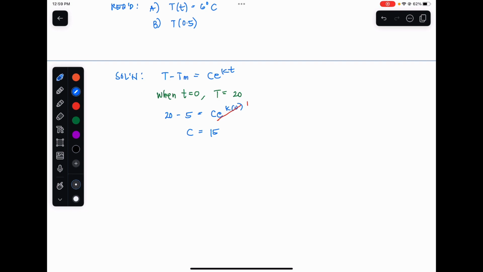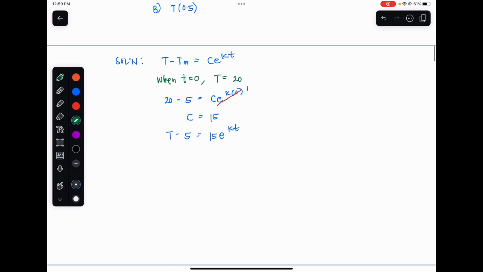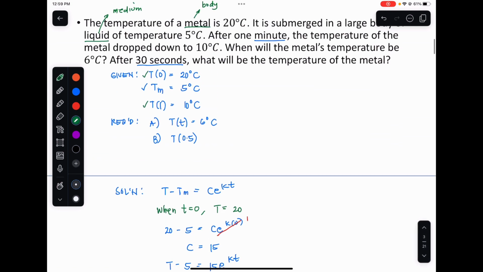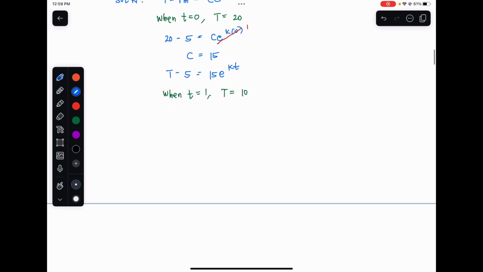Thus we can substitute. Our new equation would be T minus T sub M, which is constant at 5, is equals to C, which is 15 now, times e raised to kt. So we need another value or initial value. In this case, that is when t is equals to 1. We have a new temperature, which is 10 degrees Celsius. So to find the value of k, that will become 10 minus 5 is equals to 15 e raised to k times 1. So 10 minus 5 is 5.